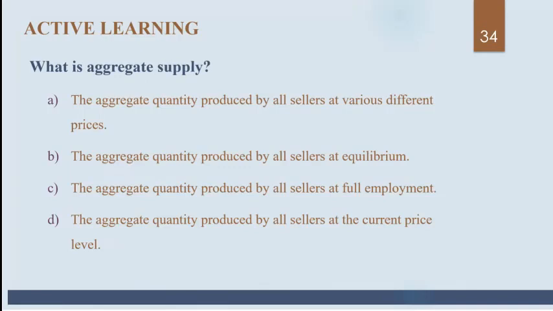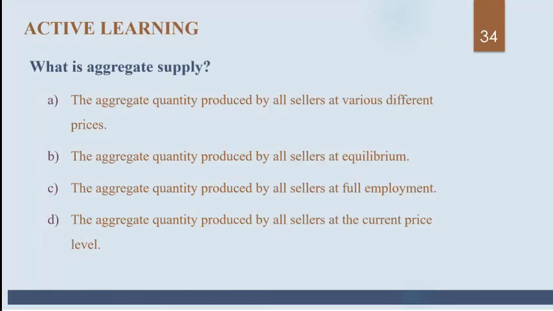So the aggregate supply curve shows you, for different price levels in the economy, what would be the amount that would be produced by firms at those various prices. So in A, it says the aggregate quantity produced by all sellers at various or different prices. So that's the answer. B says the aggregate quantity produced by all sellers at equilibrium. Well, that's not true, because in order to have an equilibrium, you need the demand curve. And we know that each of these are separate.